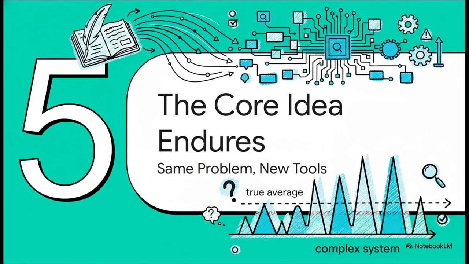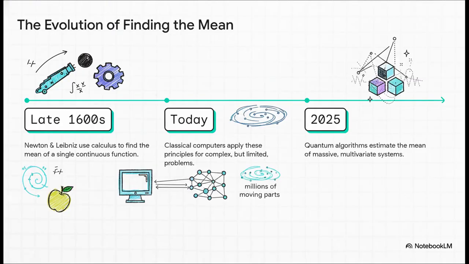Okay, so let's pull back for a second. The technology has made this incredible leap from pen and paper all the way to quantum circuits. But the fundamental challenge? It's identical. Find the true average of a complex system. This timeline really lays it all out. The quest started with calculus, just to understand a single moving object, and now it has evolved to using quantum mechanics to understand entire systems with millions of moving parts. It's a direct intellectual line that stretches across 3 centuries.